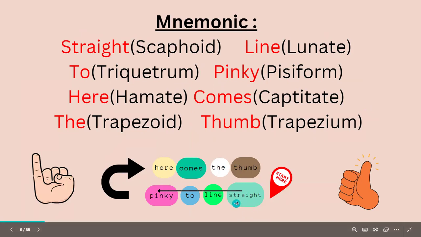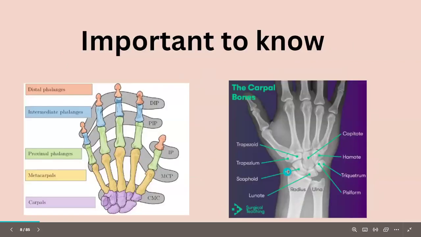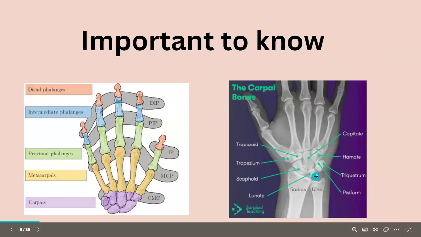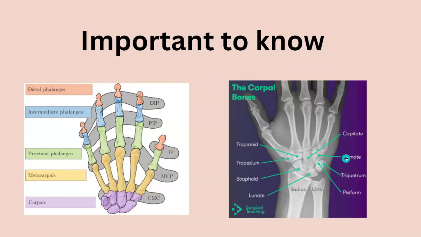So I want you guys to look at these colorful boxes, and I want you guys to think of them as your carpal bones. So straight line to pinky, you guys make a U-turn, but then here comes the thumb. So again, straight line to pinky, scaphoid, lunate, triquetrum, and pisiform. Here comes the thumb, hamate, capitate, trapezoid, and trapezium.